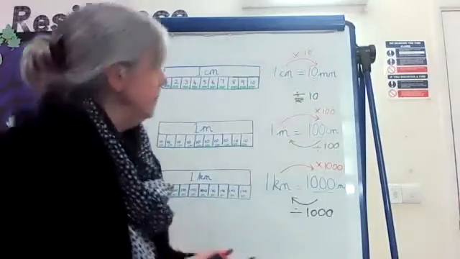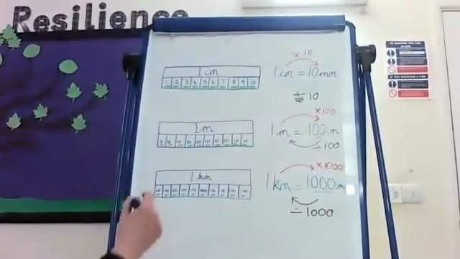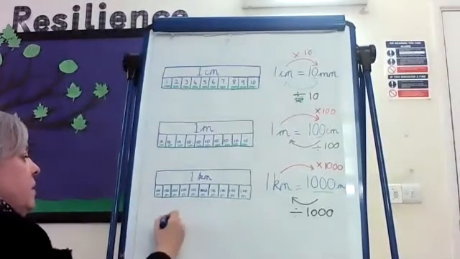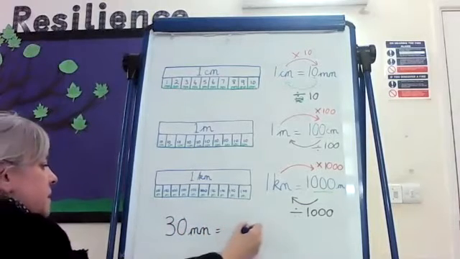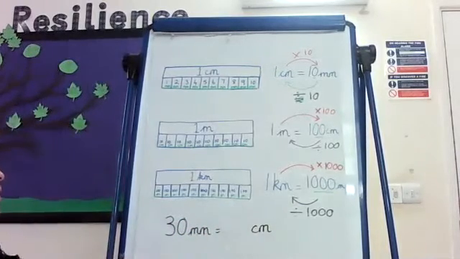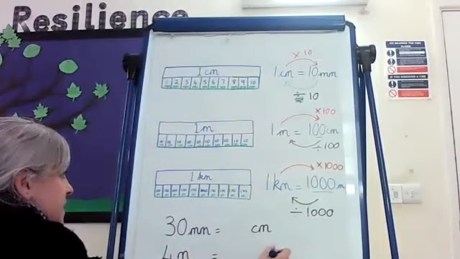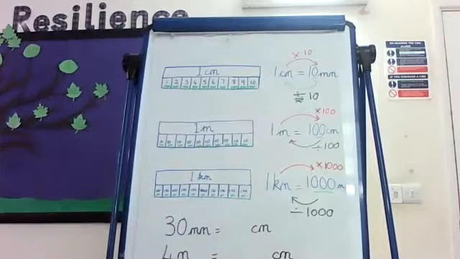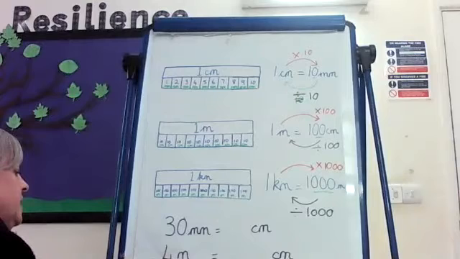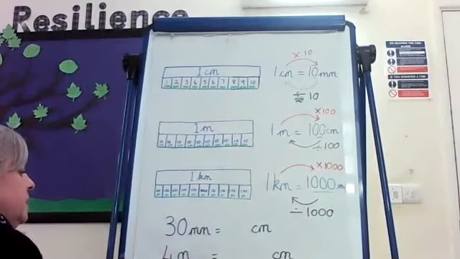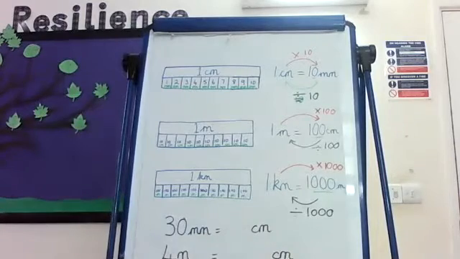I'm wondering if you could have a go at trying to convert these. I would like to know what 30 millimeters is in centimeters. I would like to know what 4 meters is in centimeters. And I would like to know, let's do 6,000 meters in kilometers. Okay, so have a go at that and then see what you come up with.